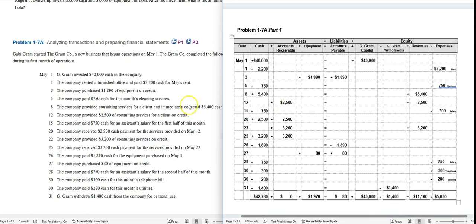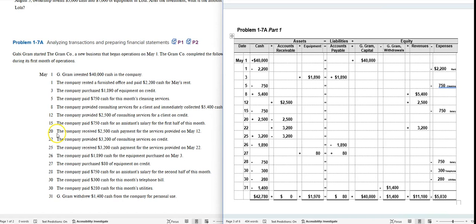Okay. On the 15th, the company paid $750 cash for an assistant's salary for the first half of the month. Paid cash. Cash needs to be decreased, and the assistant's salary, salaries and wages, that is an expense to the company. So cash will decrease $750 and expenses will increase $750 for the salaries. Expenses are going up. The more the expenses increase, the more they cause overall equity to go down.